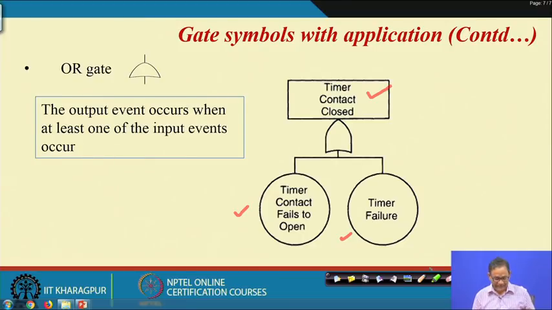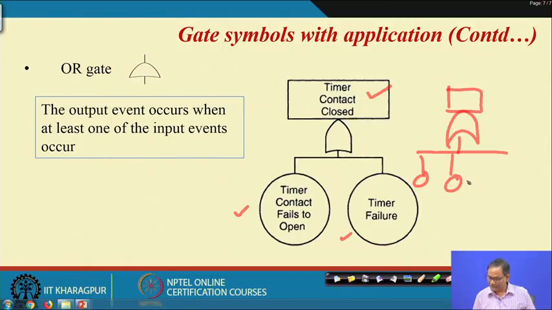There need not be only one input here, there can be many inputs. What does it mean? If any one of the input events occurs, the output event will occur. So, that is your OR gate.